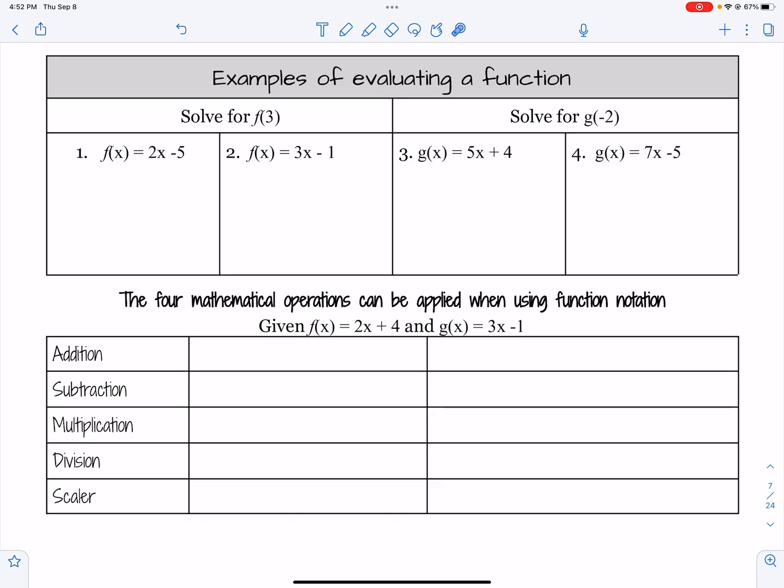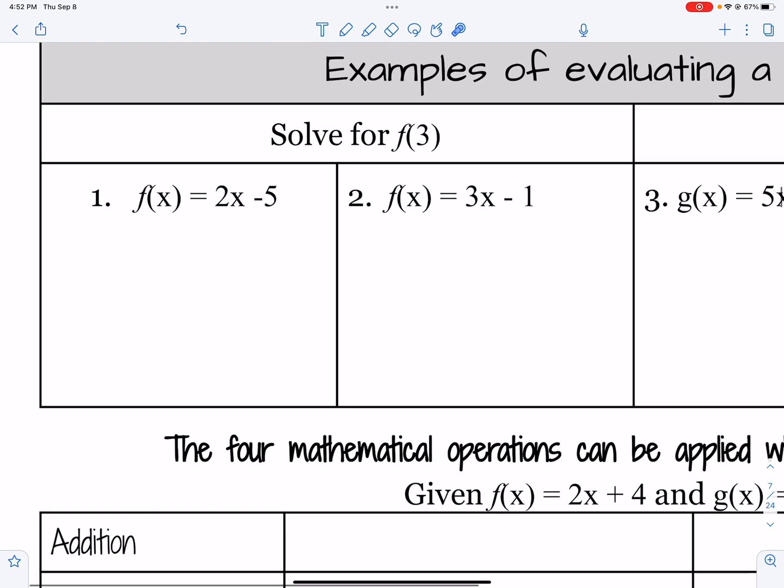Examples of evaluating a function. So if we were asked to solve for f of 3 or evaluate for f of 3, all that means is to find y when x equals 3. I'm going to write that: find y when x equals 3. That's what f of 3 means. So you go to the f function, because that's what they've said, and you plug in x equals 3 to figure out that value.